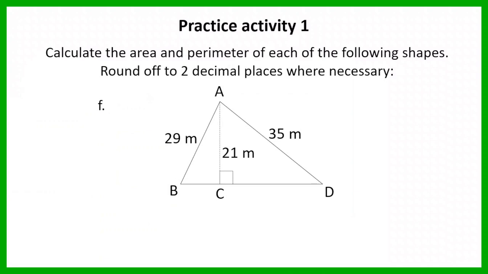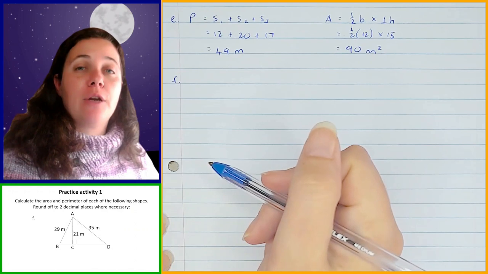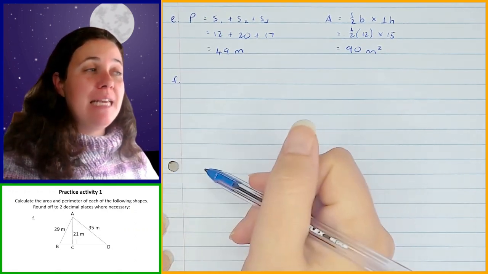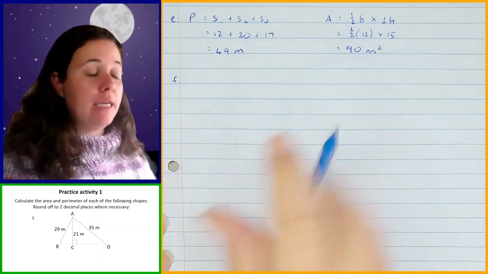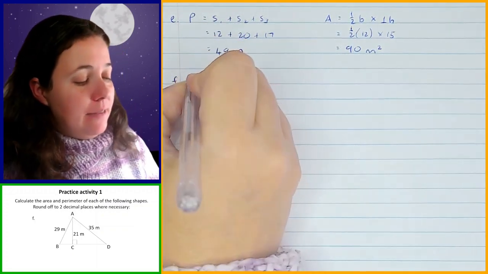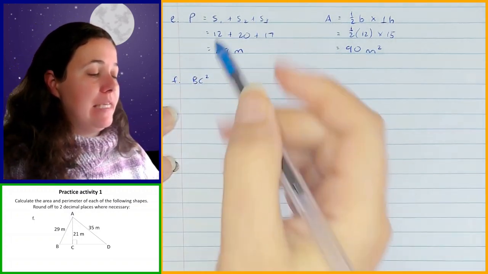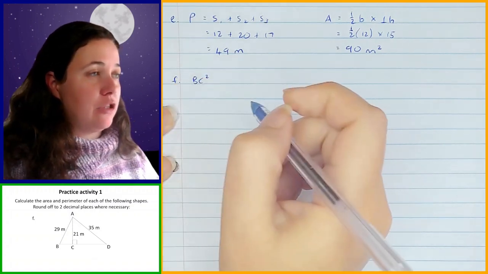Okay, so let's go through that example. First of all, we need to use Pythagoras or the Pythagorean theorem to work out the length of BC and CD so that we have BD. First, BC is part of triangle ABC. So I'm going to be using the Pythagorean theorem in triangle ABC to work out the length of BC.